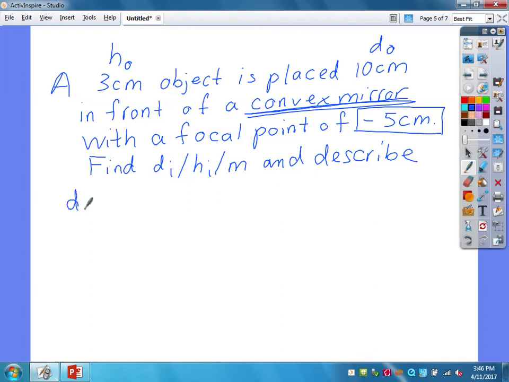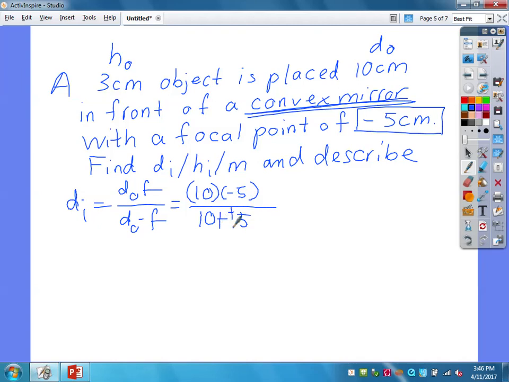So if I go ahead and solve for everything I want to solve for here, again, I'm going to do this a lot faster this time. di is equal to do f over do minus f. Again, you can use the reciprocals. There's zero problem with that. You will get 10 times -5 divided by 10 minus -5. Please do your math right. This is add the negative. So I get -50 over 15, and that would be -3.3 centimeters.